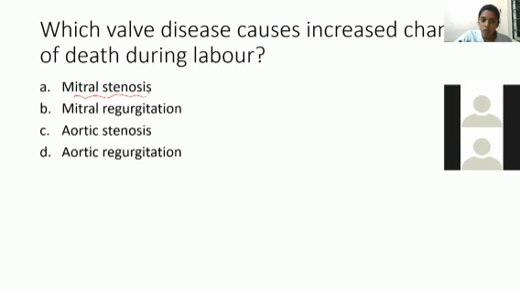So anyway, go through the contents again. I think the stenosis and regurgitation of each valve is a little confusing, and especially you should see the signs of aortic regurgitation. Whatever way is comfortable, try to remember it.